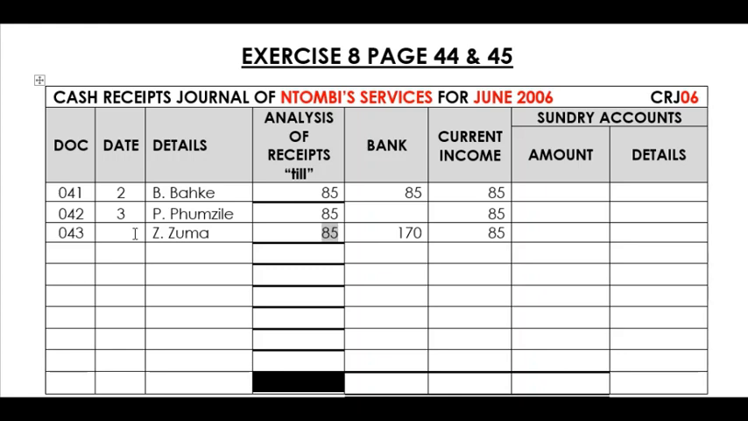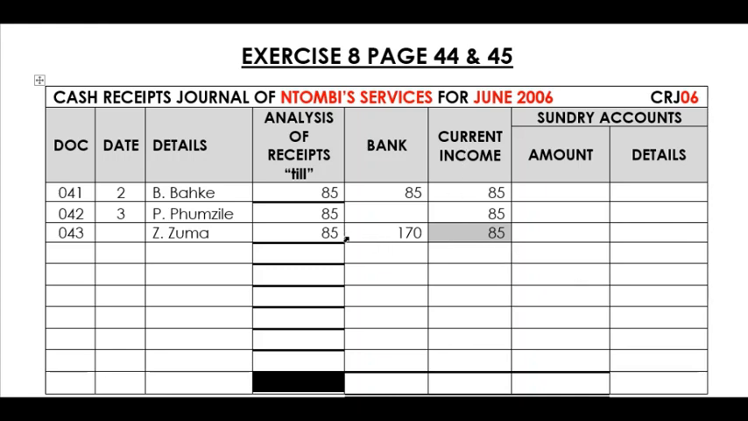But now you can see the day is finished. So we can cash up our till after the last transaction for the day, because the 3rd had two transactions in it. Then you draw your line, and the total amount of money in your till was 85 Rand plus 85 Rand, which gives us a total of 170 Rand that we will put into the bank for that day. And then you have to say what Zuma paid us for: delivering a service, which was window cleaning, so 85 Rand goes to current income.